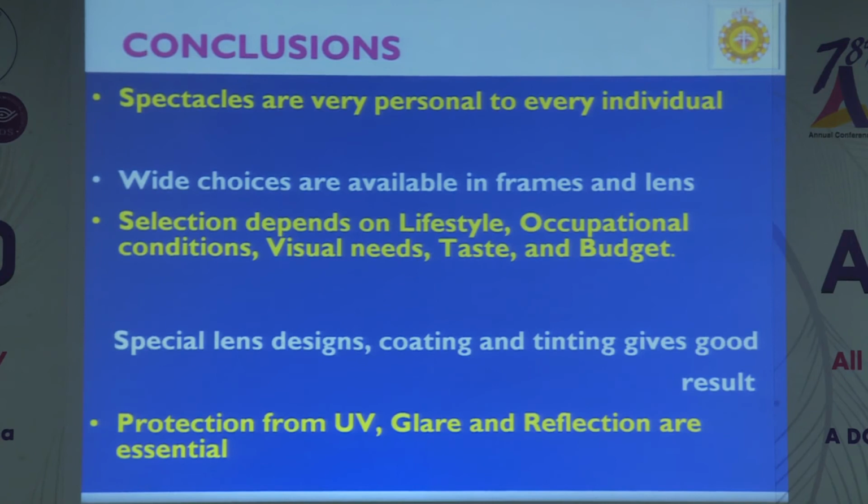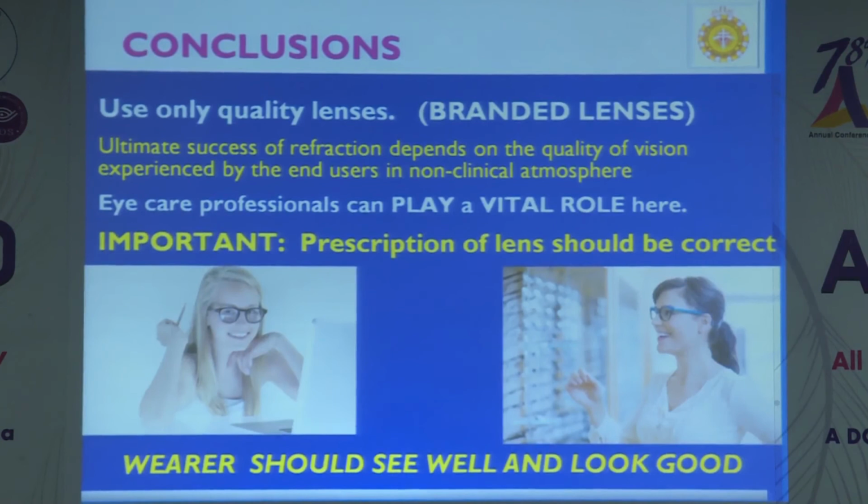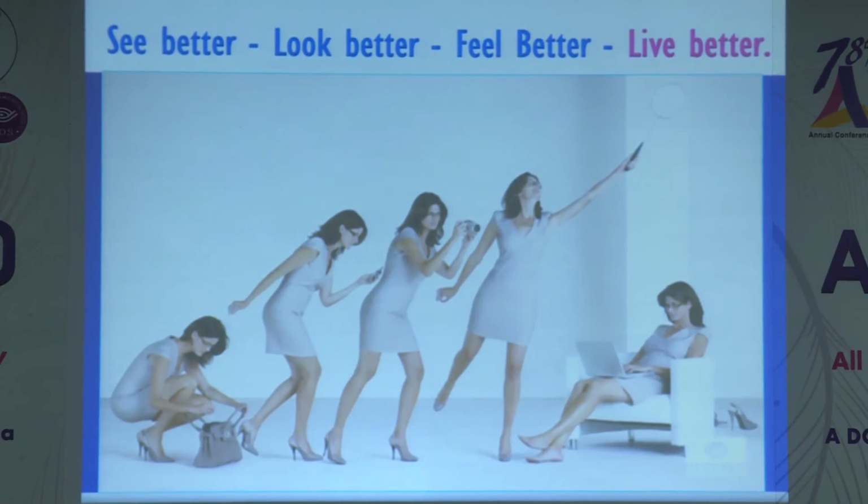So protection from UV, glare, and reflection are essentialities. Some anti-glare coating should be done for your spectacle. And use only quality or branded lenses. It is important that the prescription of the lens should be correct. Otherwise, the patient will come and blame the doctor. The optical shop fellow has got 10,000 or 20,000 profit, and you got only 200 rupees, but the patient will come and blame you. So our ultimate aim is the wearer should see well and look good. So finally, see better, look better, feel better, and live better. So that is our motto.